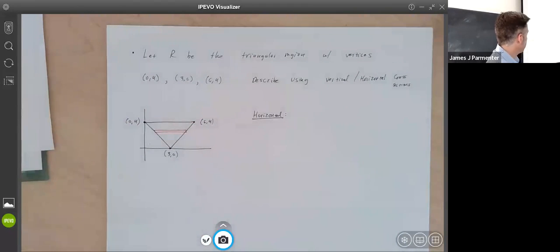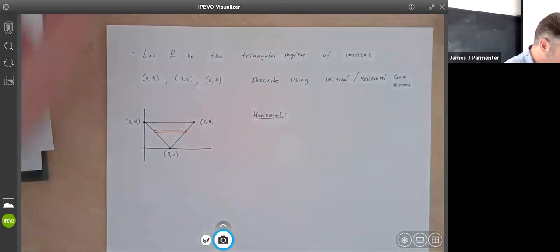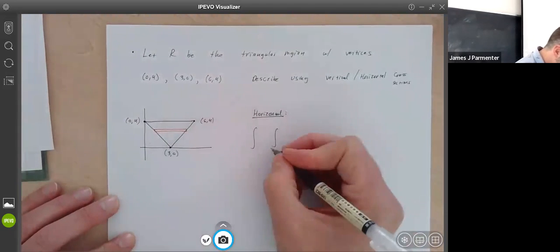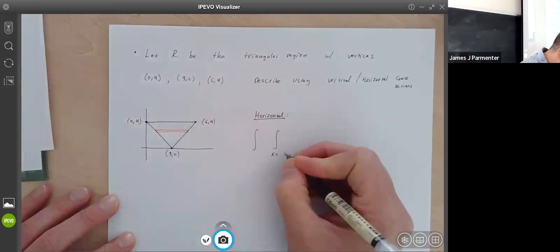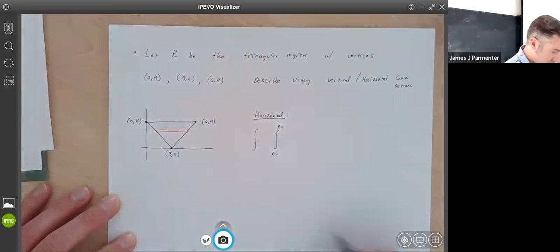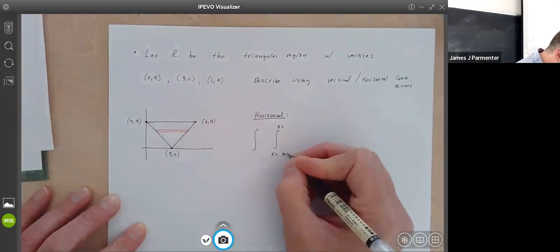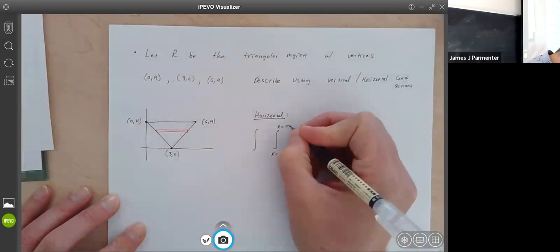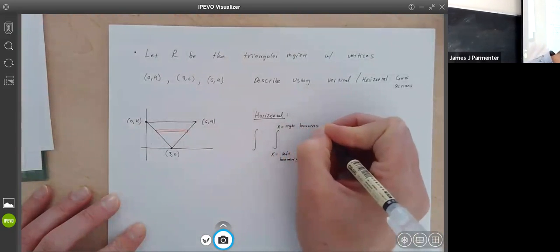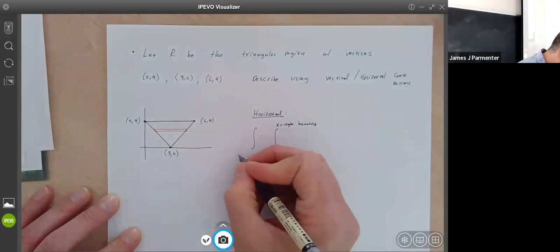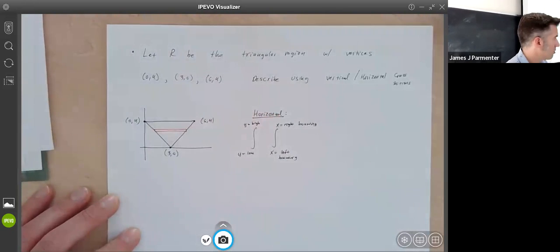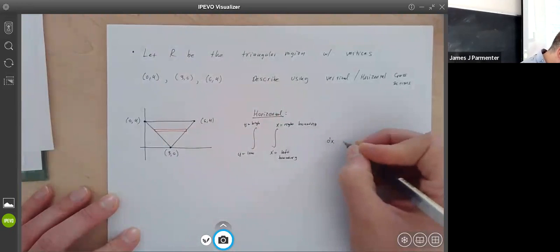When I do that, I know my inner limits of integration for my double integral will be x as some function of y to x as some function of y. The lower limit is the left boundary, and the upper limit is the right boundary. Then the y values are just how low we go and how high we go. That'll be a dx, and that'll be a dy.